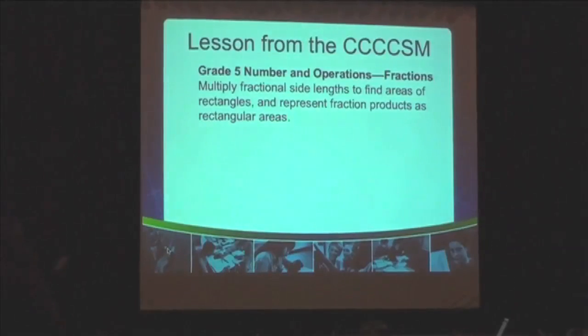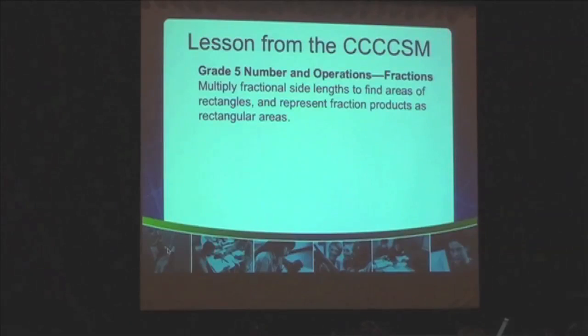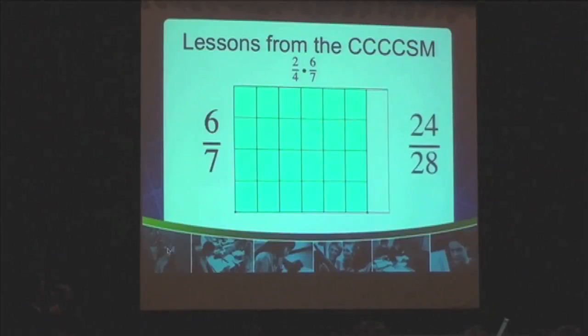The Common Core tells us that in grade 5, students will represent fraction products as rectangular areas. And I'm going to attempt to show you my interpretation of that in the next 30 seconds. So we're going to start with a whole rectangle divided up into 7 strips, 6 of them to represent 6 sevenths. And now I'm going to divide horizontally into 4 congruent strips.